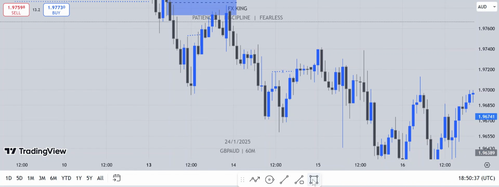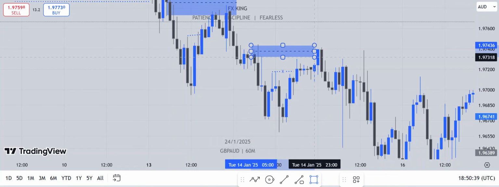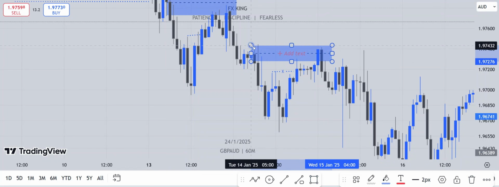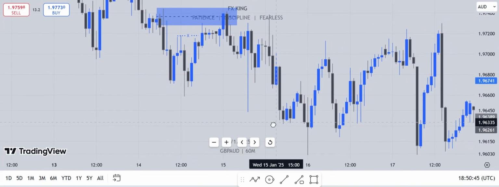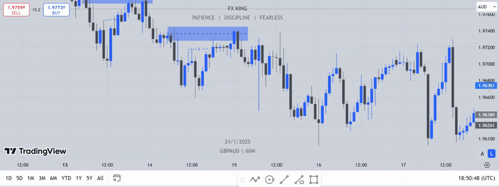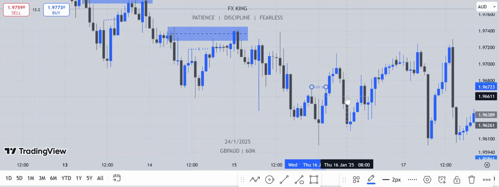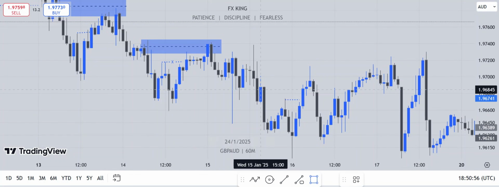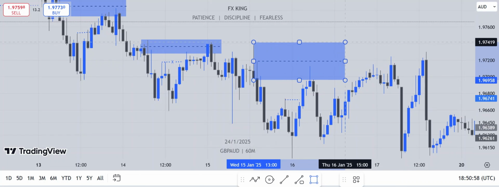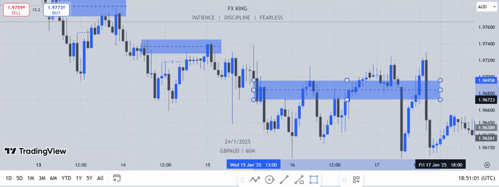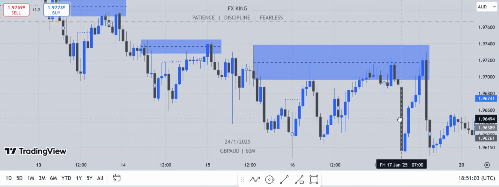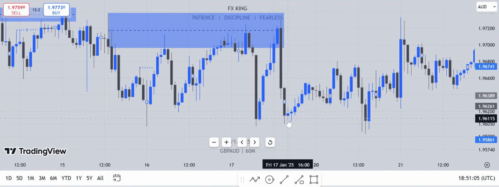The inducement got taken out, and you can see that the market tapped into this zone and dropped off. If you continue, you will see multiple of them here, right? You can see it again. This is our inducement. The inducement got taken out. The market tapped into this zone and it went down.